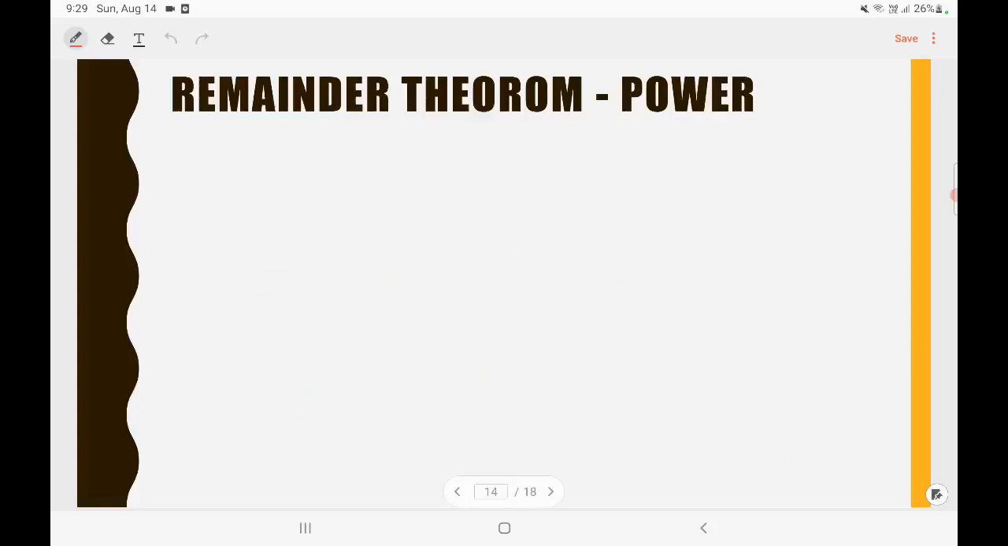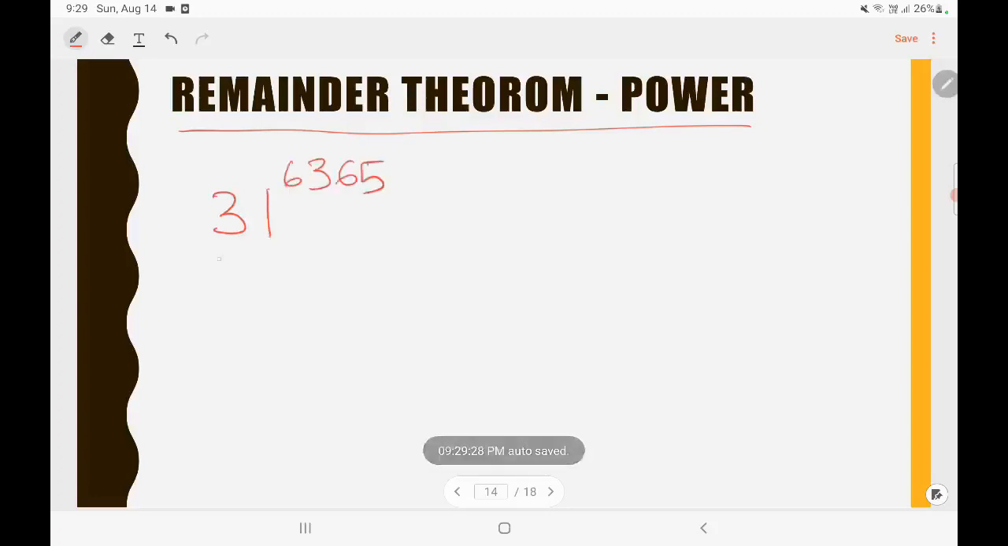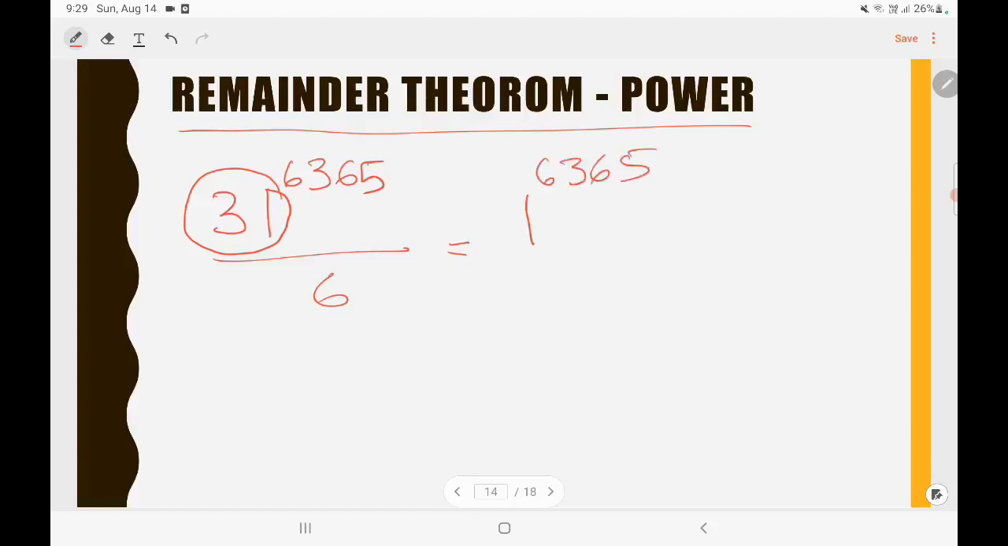Now we will look into the remainder theorem of powers. Okay, I will give you some examples and explain this to you. Let's say we have a question like 31 raised to 6365 divided by 6. Now here what you need to do is, if you divide 31 by 6, you will get remainder as 1. So this is similar to 1 raised to 6365.